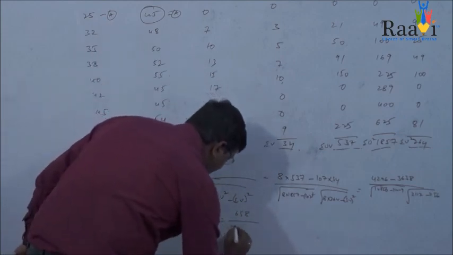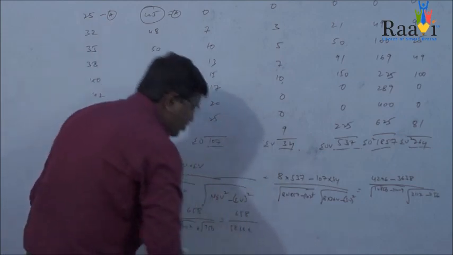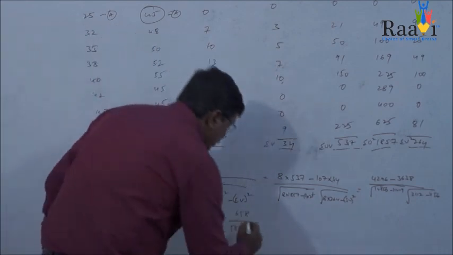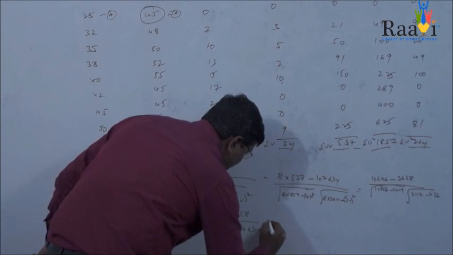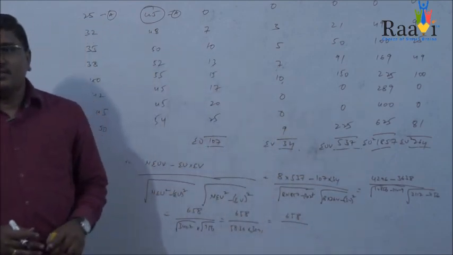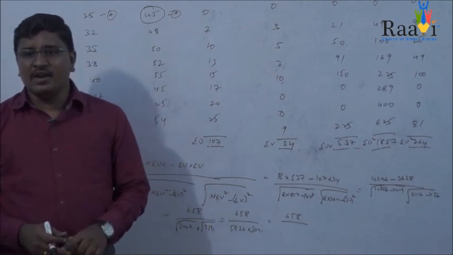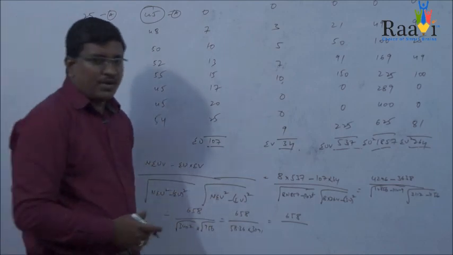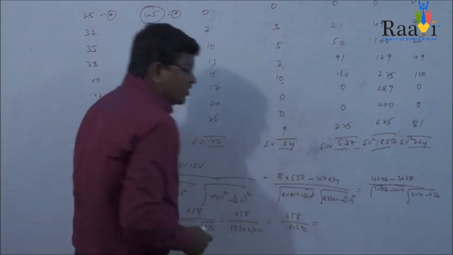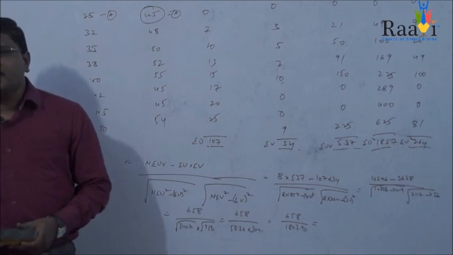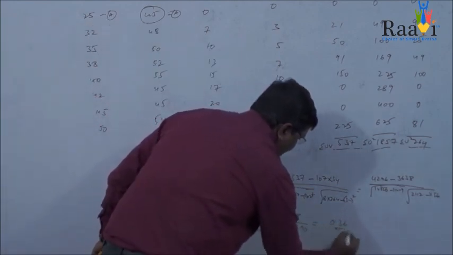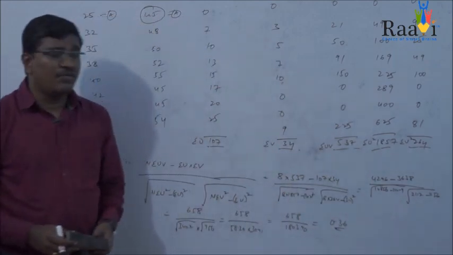Next, in the further process, 658 divided by under root of 3,407 is equal to 58.36, into under root of 956, which is equal to 30.91. So 658 divided by 58.36 into 30.91, you will be getting a value of 1803.90. So 658 divided by 1803.90, you will be getting a value of 0.36. So 0.36 is the Karl Pearson coefficient of correlation.